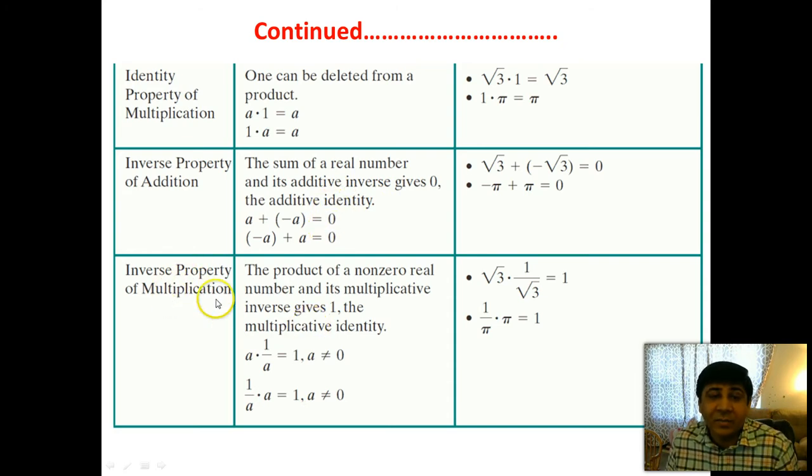The inverse property of multiplication is, whatever number you are multiplying, if you multiply it with its reciprocal, 1 over that, that produces 1. The product of a non-zero real number and its multiplicative inverse gives 1. By multiplicative inverse, we mean the reciprocal, 1 over that. If you multiply square root of 3 with 1 over square root of 3, that will produce 1. Similarly, 1 over 8 times 8 will give us 1. So you're multiplying the number itself with its reciprocal.